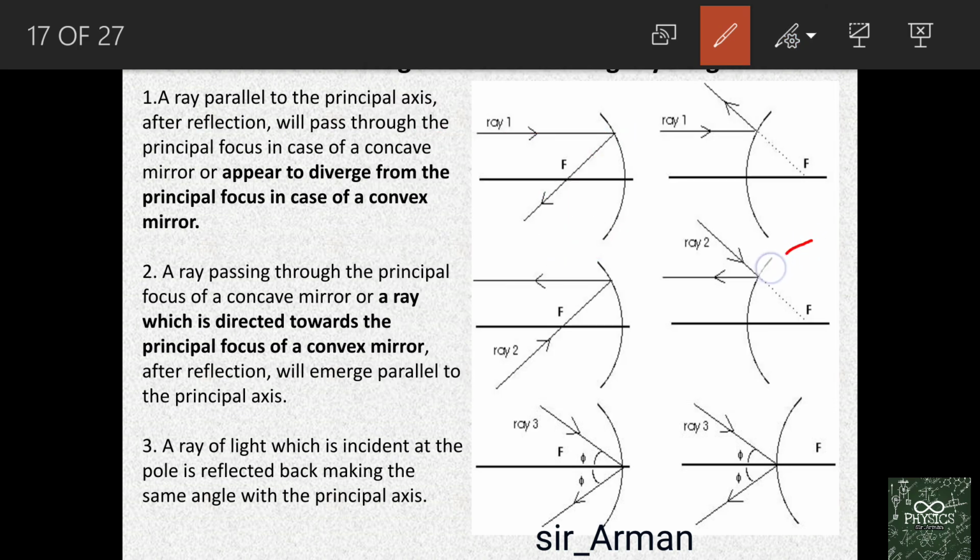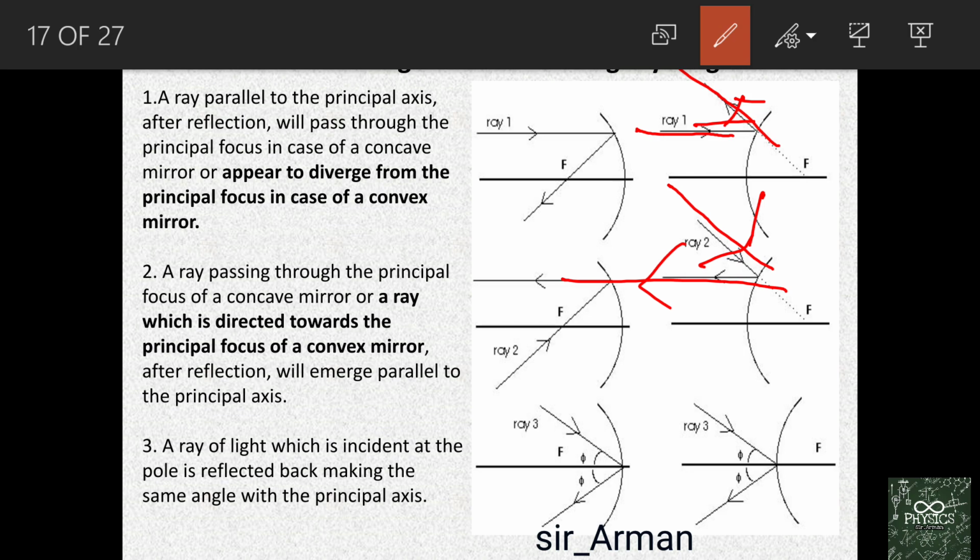In case of a convex mirror, if you throw a ray towards the principal focus, right here, directed towards the principal focus of a convex mirror, after reflection it will emerge parallel. So it is similar to case 1. If you throw a ray parallel to the principal axis, the ray appears to diverge from the principal focus. And here, if you throw a ray towards the principal focus, it will go parallel to the principal axis.